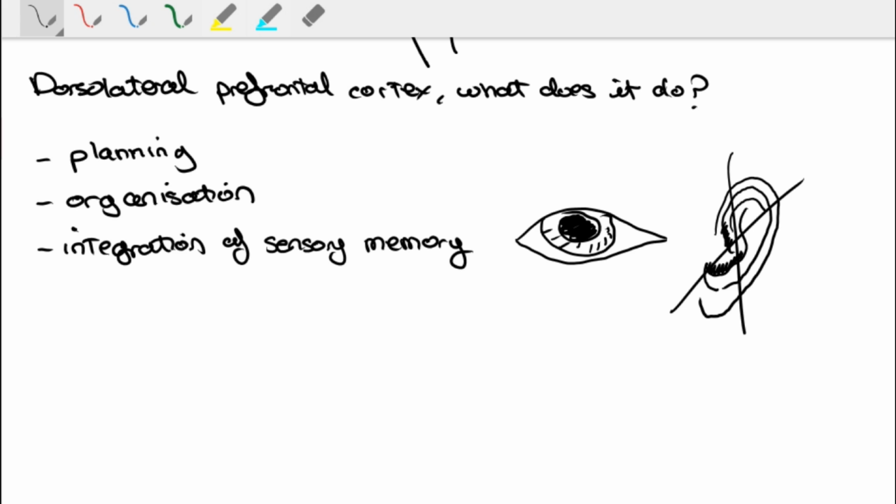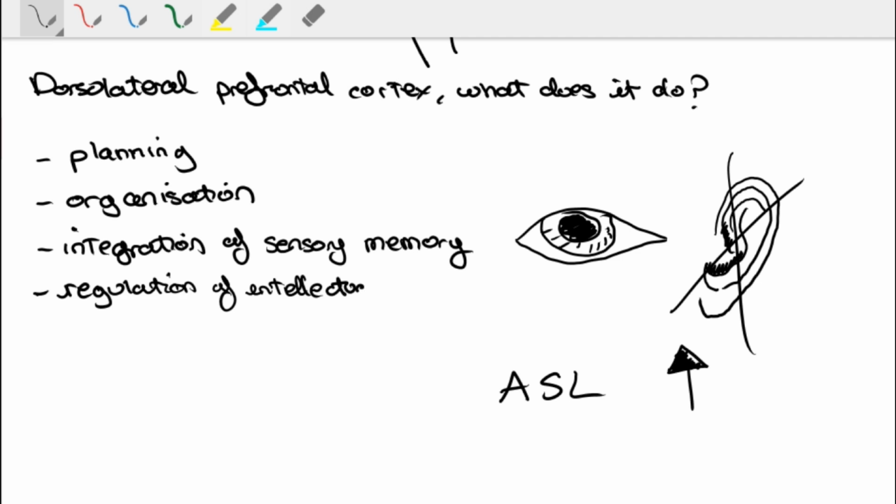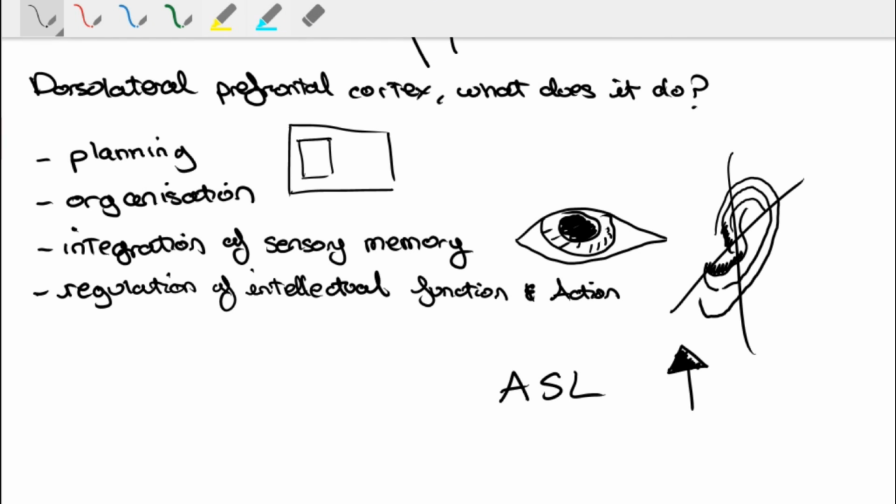This could be an indication that people with significant hearing loss that are accustomed to sign language and lip reading have a higher functioning dorsolateral prefrontal cortex, specifically in this area of functioning. This area also deals with the regulation of intellectual function and action, in making sense of new information such as in lectures or when you're reading a book.